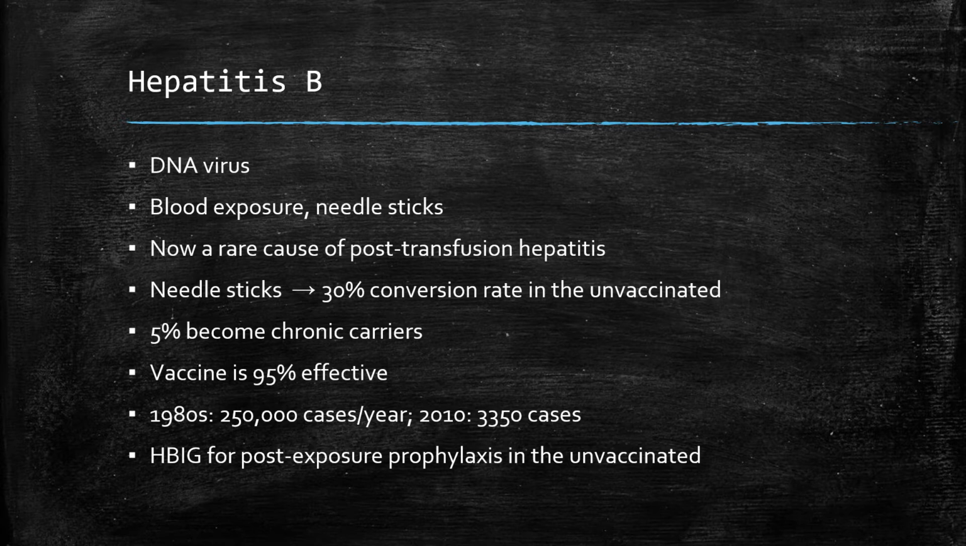As a point of reference, in the 1980s, there were about 250,000 cases per year of hepatitis in the U.S. By 2010, this number had dropped down to approximately 3,300, which represents a 99% decrease in cases. This is entirely due to effective blood bank testing and the presence of a very effective vaccine. If an unvaccinated person does come into close contact with a hepatitis B positive patient, hepatitis B immune globulin is available for post-exposure prophylaxis.